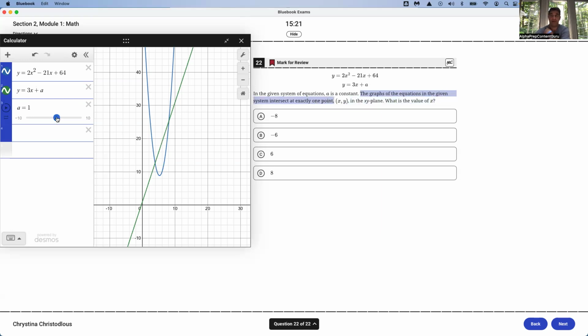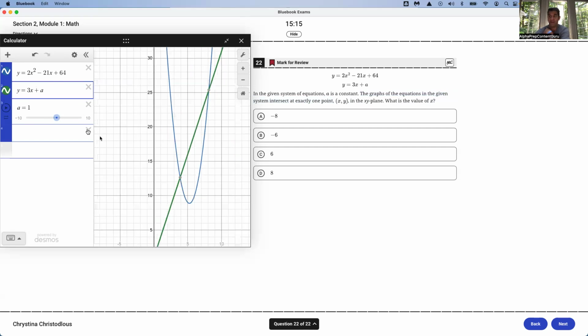So what I'm going to do is I'm going to slide, and look, I'm going to click on the green line right now so I can see the 2 gray dots. So that way, as I slide this, I can actually watch those gray dots moving. I want them to come to 1 point because I want it to hit at only 1 point. That's my goal.